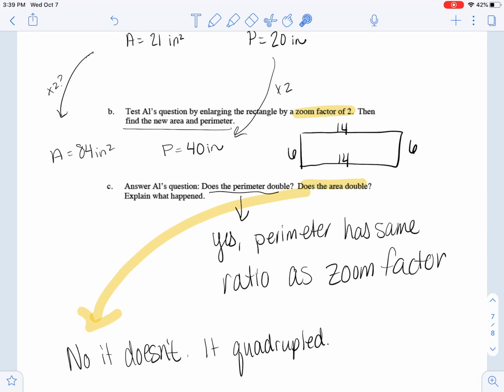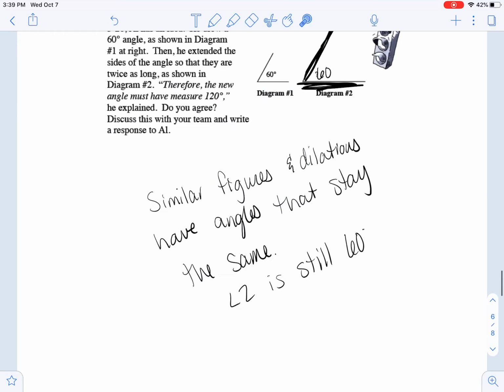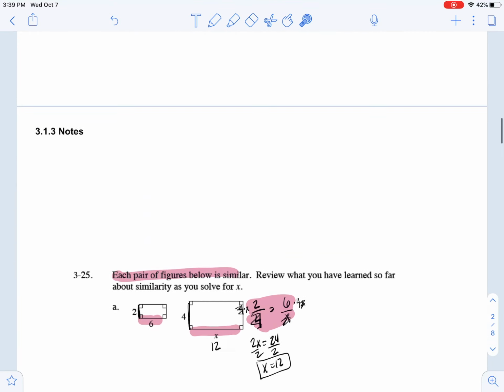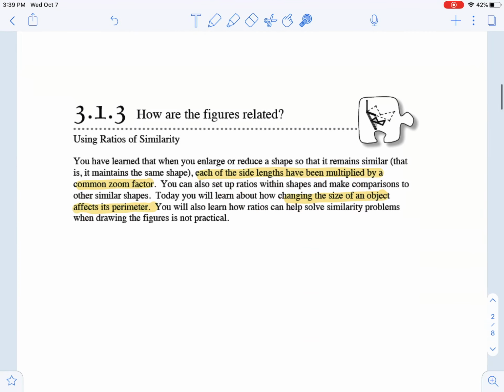All right, I hope this helped and you were able to solve some proportions. If we go back to our learning target, it said that we would learn how changing the size of an object affects the perimeter, and we talked about the perimeter has the same ratio as the zoom factor. Make sure you make a note of that. That'll save you some work as you're solving some equations and be helpful for you in your homework.